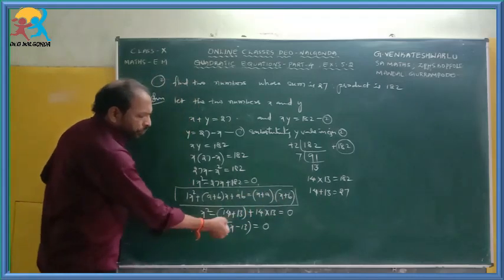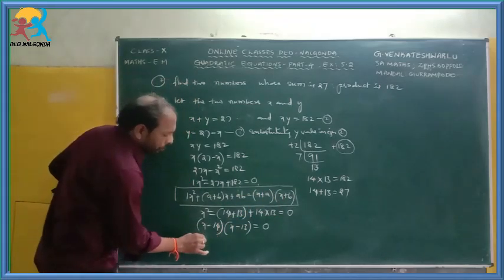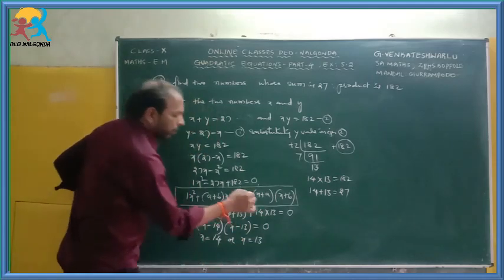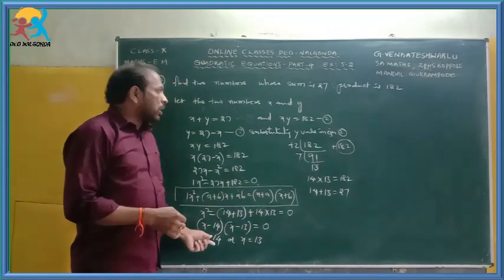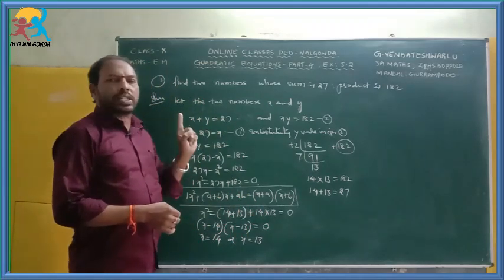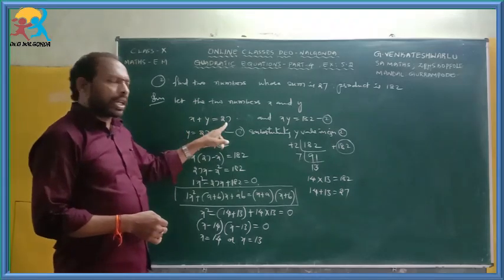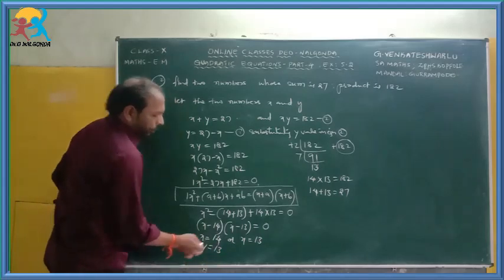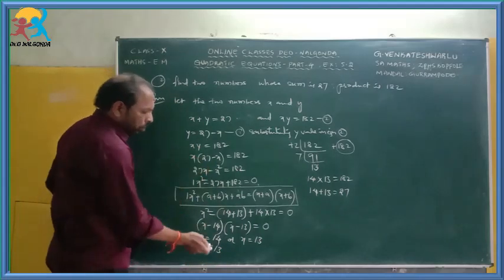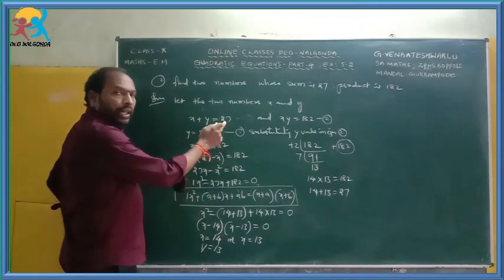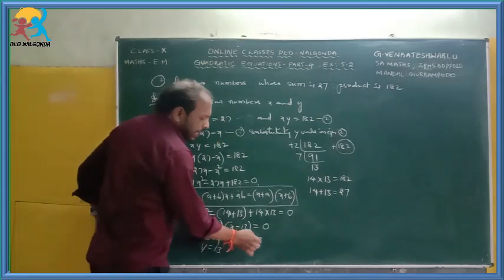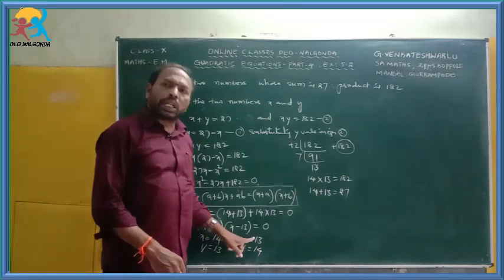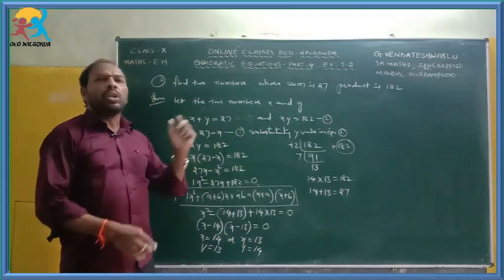So if x minus 14 is equal to 0, then x is equal to 14, or x is equal to 13. Look at here, the sum of the two terms is 27. If the first term is 14, the second term is 13. 13 should be added to 14, then we get the sum 27. If x is equal to 13, then the second term will be 14. 14 should be added to 13, then the sum will be equal to 27.